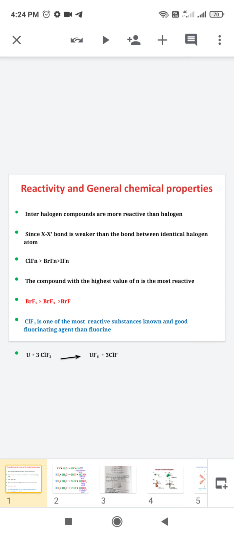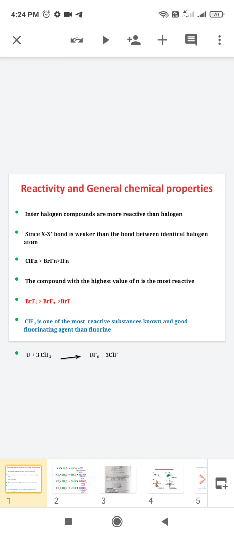Good evening, everybody. Today we will discuss the general chemical properties and reactivity of the interhalogen compound. Interhalogen compounds are more reactive than ordinary halogen atoms.